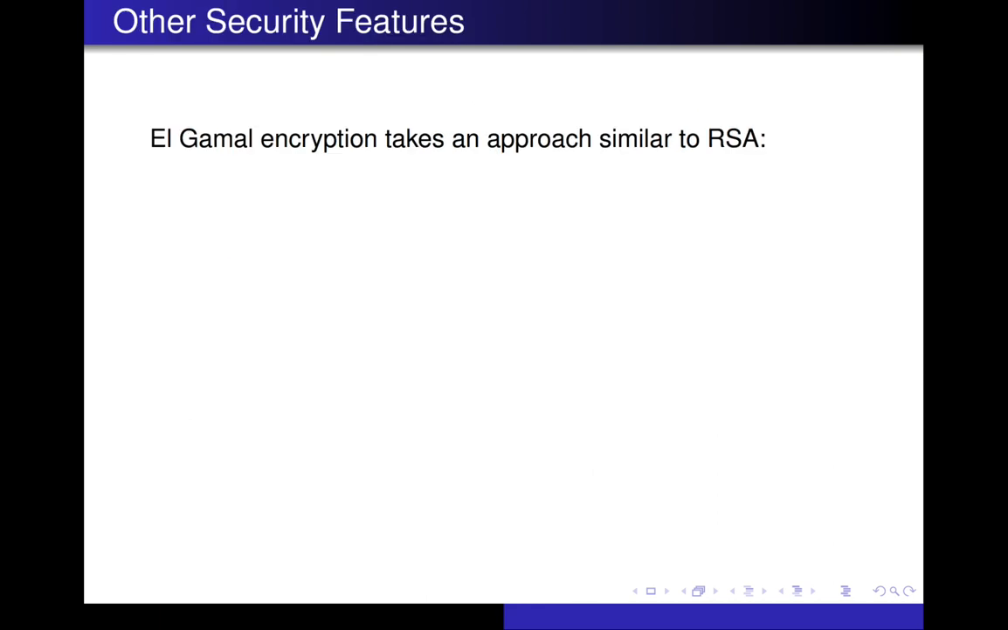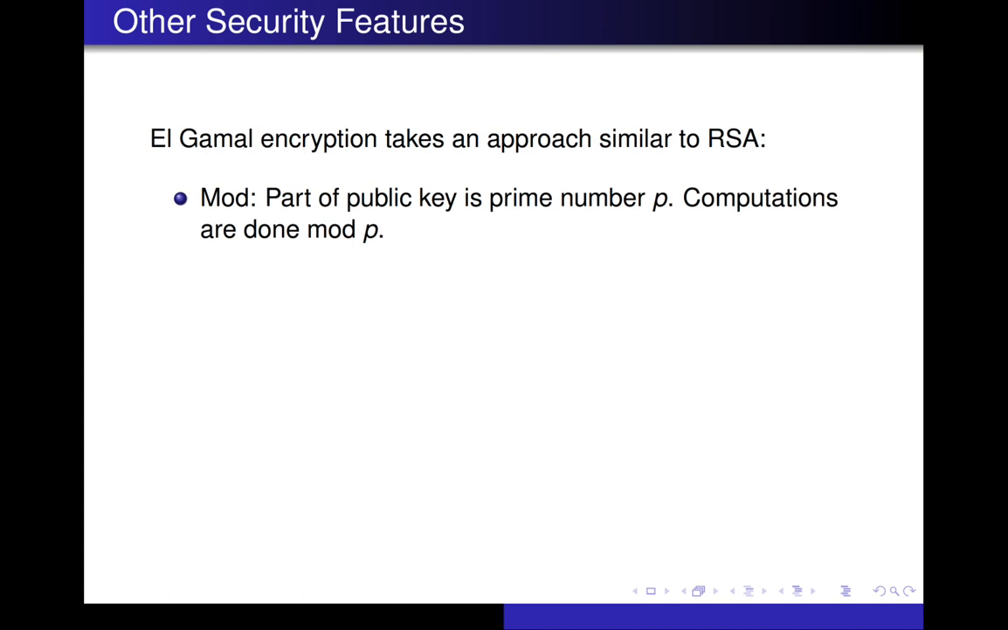All right, so we look at Gamal encryption. It takes a similar approach to RSA, but not quite the same. There are some important differences. First of all, one of the similarities is it uses mod. But instead of taking numbers mod 2 primes multiplied together, if you remember our n was equal to p times q, where p and q were primes, we're just going to use it mod p, where p is a prime number. So part of our public key is going to be our prime number p, and all computations are going to be done mod p. Computations for plain text, computations for ciphertext, all done mod p.